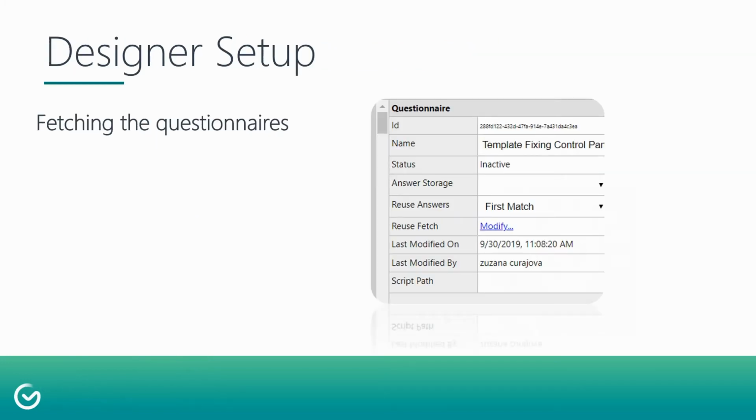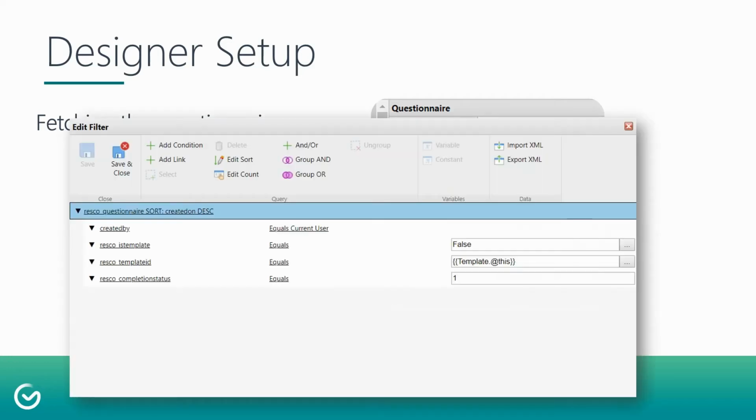So how do you select which questionnaires are taken into account? There is a two-step setup in the questionnaire designer. First of all, when you open your template, you can see on the right property bar something called reuse fetch. That's where we fetch the questionnaires that should be taken into account when reusing the answers. This is done by a simple classic fetch filter that we use everywhere, also in the Woodford.